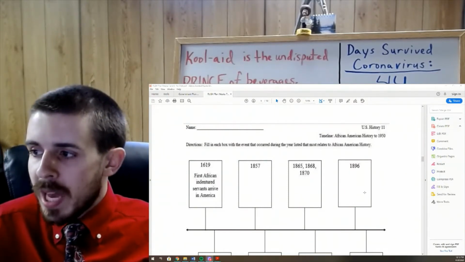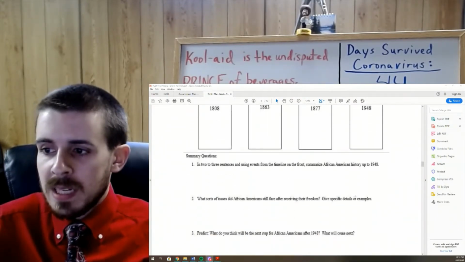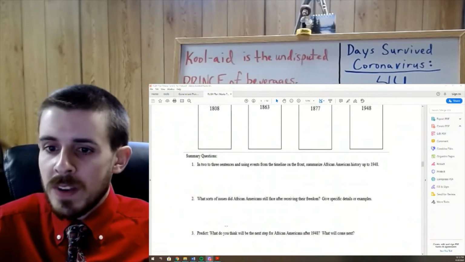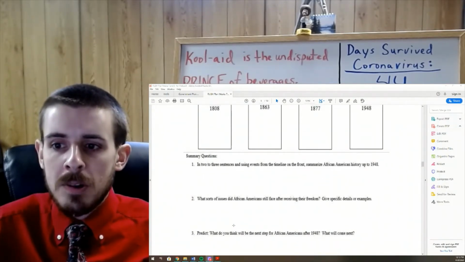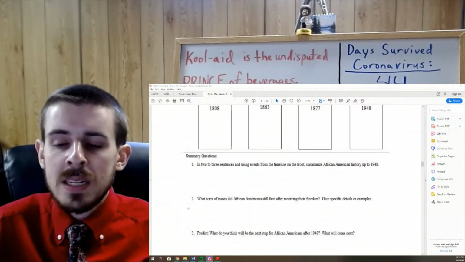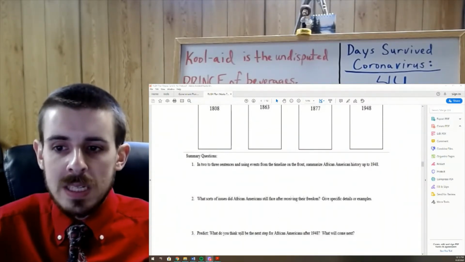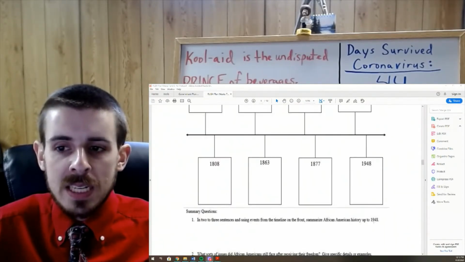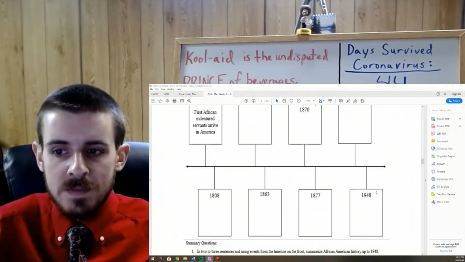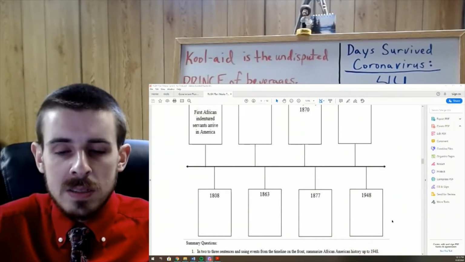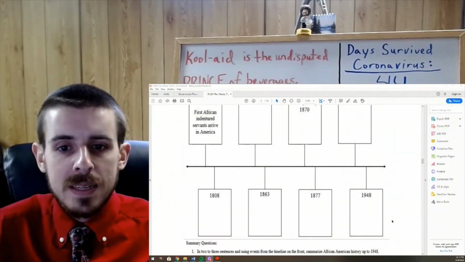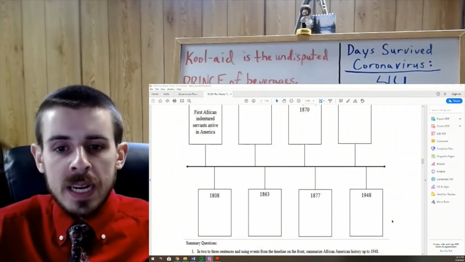Once you finish that, once you've filled in all those boxes, there are 3 questions at the very end to answer. In 2 to 3 sentences, summarize African American history. What sorts of issues did African Americans still face after receiving their freedom? What do you think will be the next step for African Americans after 1948, which is this last event on the timeline? And it is also when we will pick up on Thursday. So that is all you've got to do.